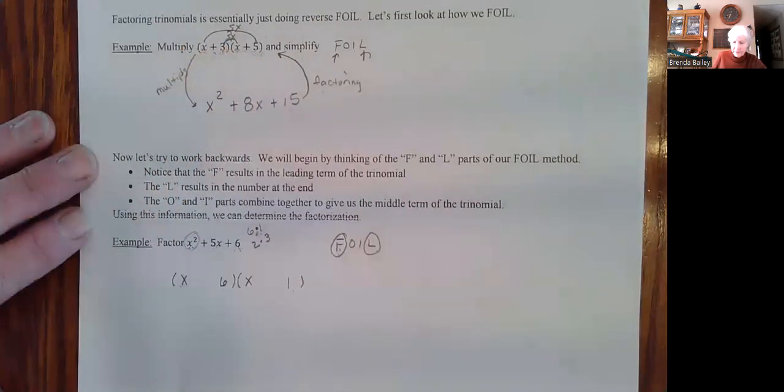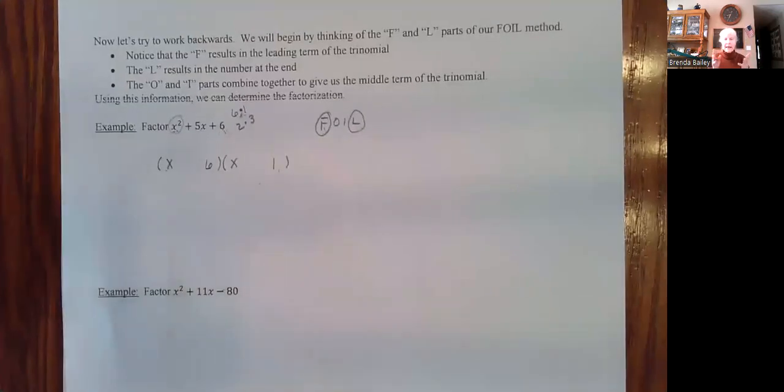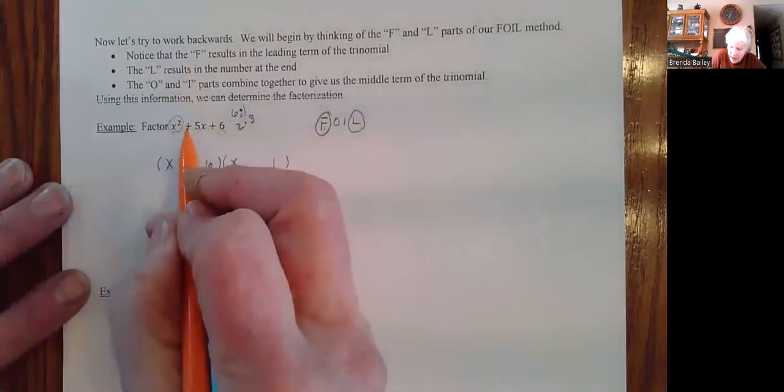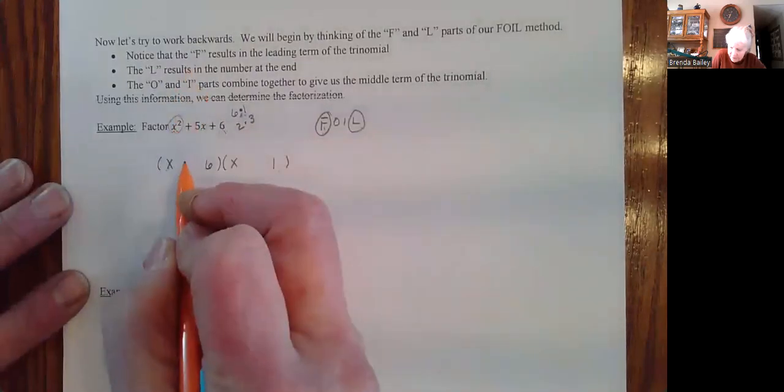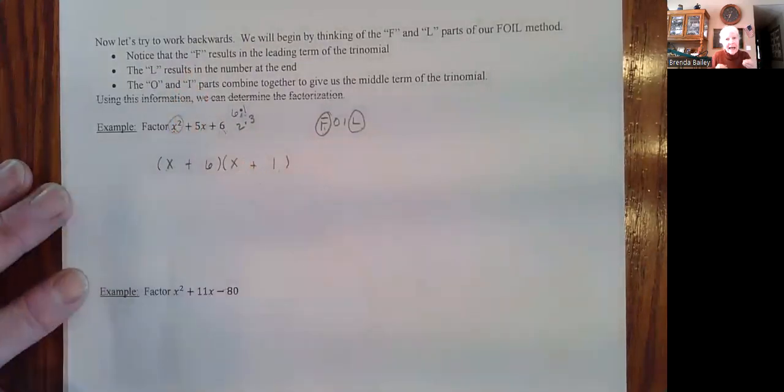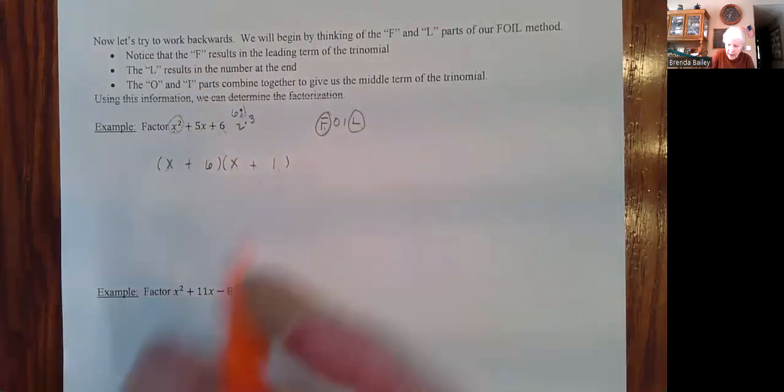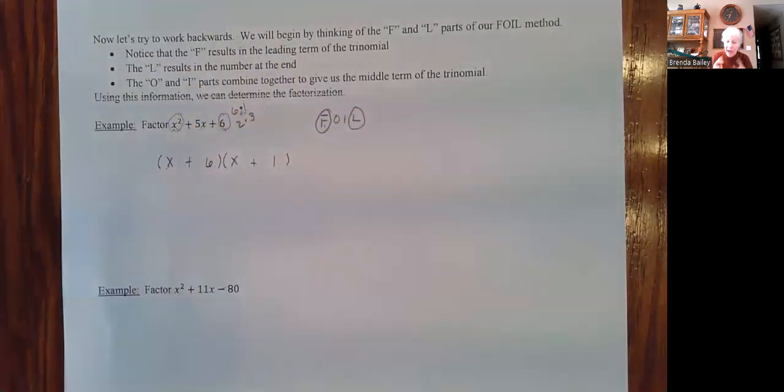All righty. Now, what do you put inside? You put plus signs or minus signs? Well, when everything is positive, it's all plus. So we set it up using our first term and our last term. Now we check it using the OI. This OI tells us the middle term.